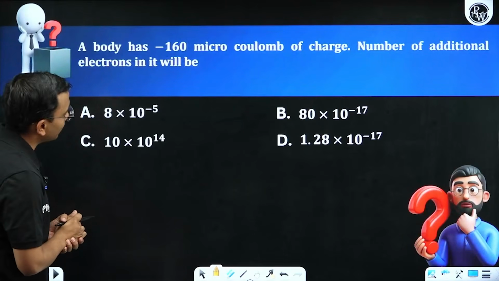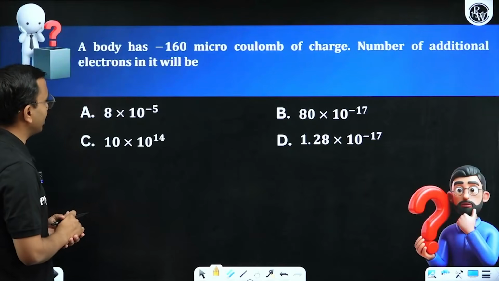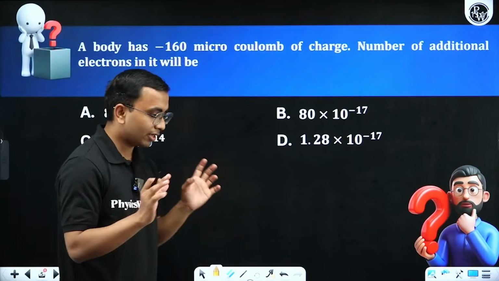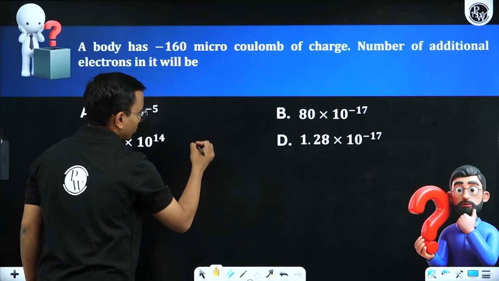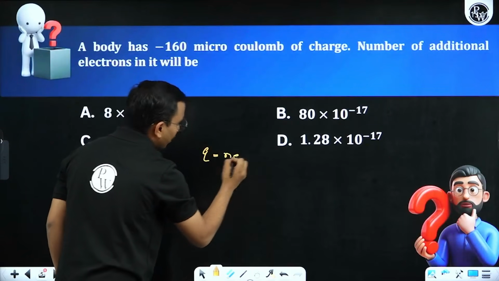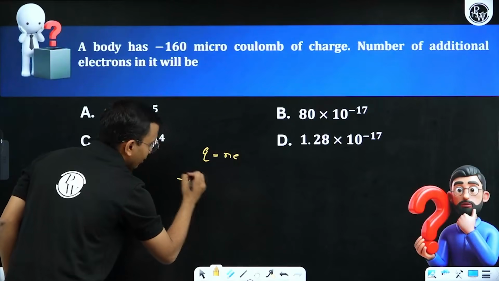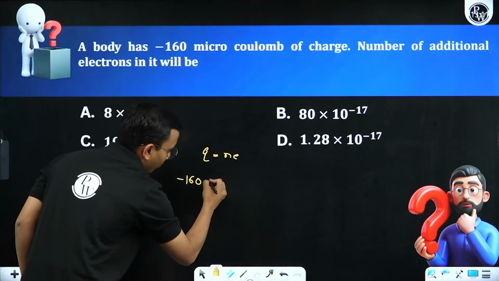A body has minus 160 microcoulomb of charge. The number of additional electrons in it will be? Now, as we discussed, quantization of charge is there. So whatever charge is there, Q, that is equal to Ne. Now this is a negative charge, so I'll write minus 160 microcoulomb.